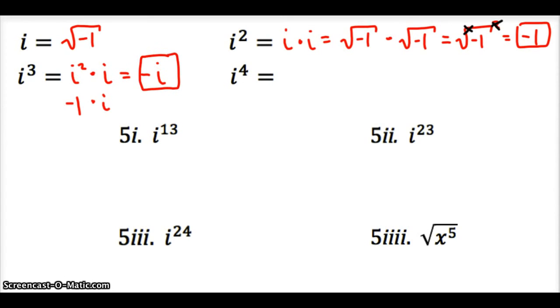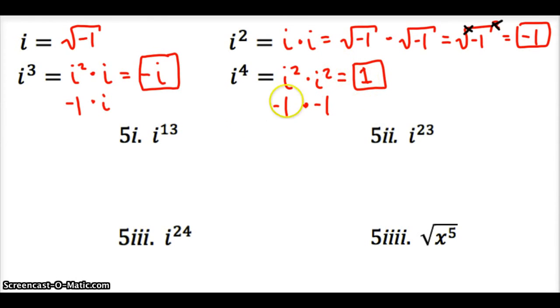And then finally, i to the fourth. Well, we know that i to the fourth is made up of i squared times i squared. I squared, what's it turn into? Oh, well, that's a -1 times another -1. And we know that -1 times -1 is 1. So i to the fourth is just a 1.